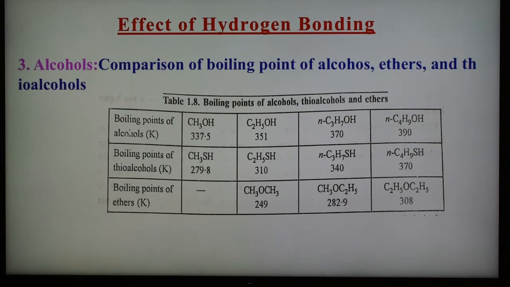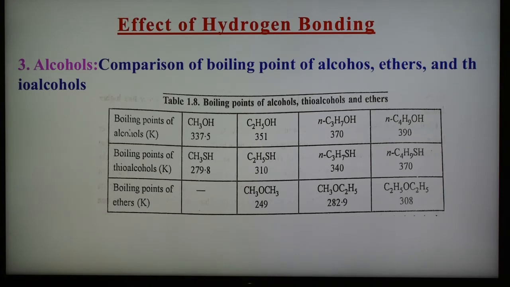In the case of alcohols, ethers and thioalcohols, the boiling points of alcohols are much higher than those of the corresponding thioalcohols. See now, the boiling points in the first column, alcohols, are greater compared to the thioalcohols, and also the ethers shown in the table. The higher boiling point of alcohols than those of the corresponding thioalcohols is due to intermolecular hydrogen bonding, which leads to the association of alcohol molecules. Because there is intermolecular hydrogen bonding in alcohols, they show higher melting and boiling points.